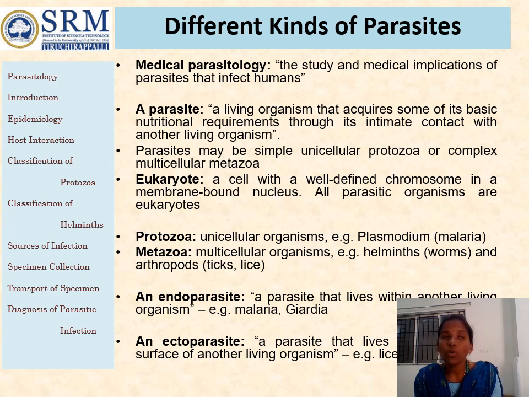And next we know about endoparasites and ectoparasites. So what is the difference between them? Endo means inside the cell. So an endoparasite is a parasite that lives within the host, within another living organism. Examples, Plasmodium malaria and Giardia lamblia. Next, what are ectoparasites? Parasites that live on or are attached to the surface of another living organism are called ectoparasites. Example, lice and ticks.